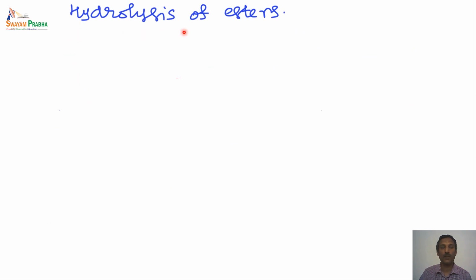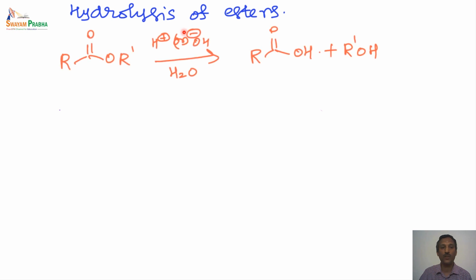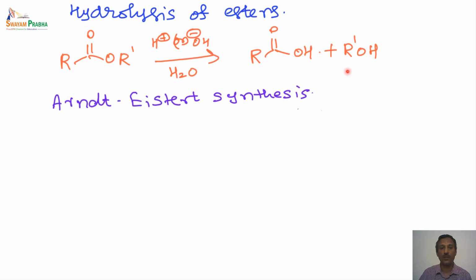Then the next one is the simple and easy hydrolysis of esters. So esters can be hydrolyzed under acidic or basic conditions to produce carboxylic acid and alcohol. So this is a very simple and straightforward method. Another important method we will see is the Arndt-Eistert synthesis.